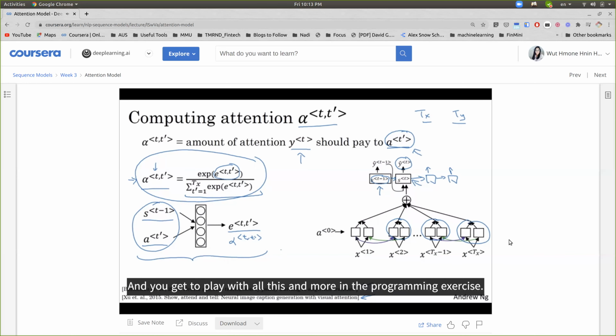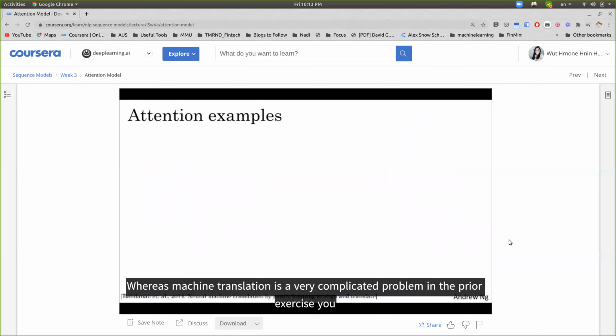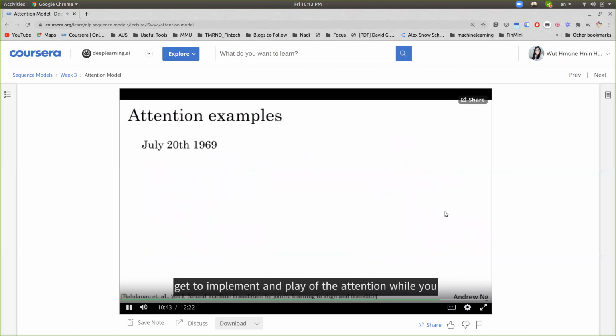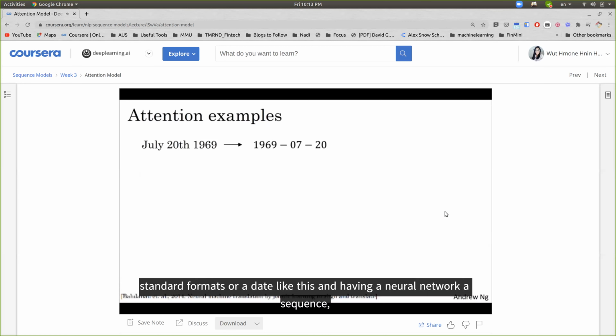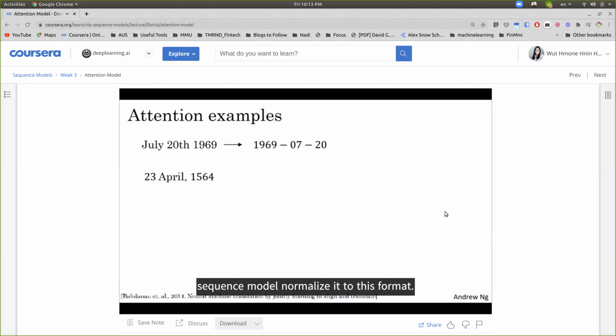And you get to play with all this more in the programming exercise. Whereas machine translation is a very complicated problem, in the programming exercise, you get to implement and play with the attention model yourself for the date normalization problem. So the problem of inputting a date like this, this is actually the date of the Apollo moon landing, and normalizing it into standard formats for a date like this, and having a neural network, a sequence-to-sequence model, normalize it to this format.